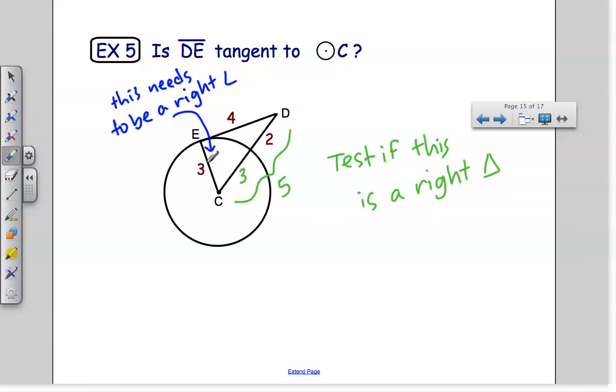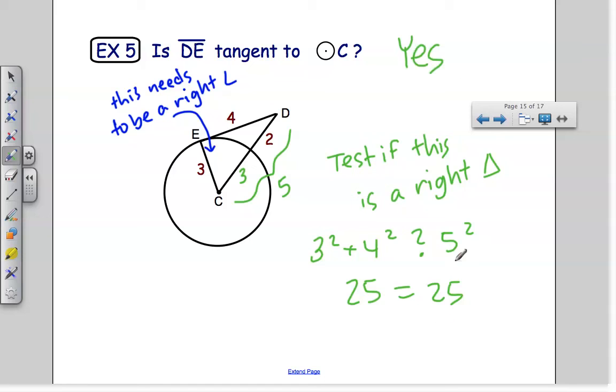Now, is this a right triangle? One leg is 3, maybe leg, because we don't know if it's a right angle. The other maybe leg is 4. So 3 squared plus 4 squared, we're testing, is that equal to the potential hypotenuse of 5 squared? Actually, maybe you remember this. This is our most common Pythagorean triple, 3, 4, 5. This does work. 3 squared is 9, 4 squared is 16, 9 plus 16 is 25, and of course 5 squared is also 25. So is DE tangent to circle C?